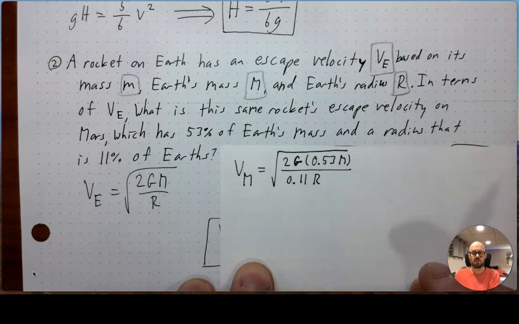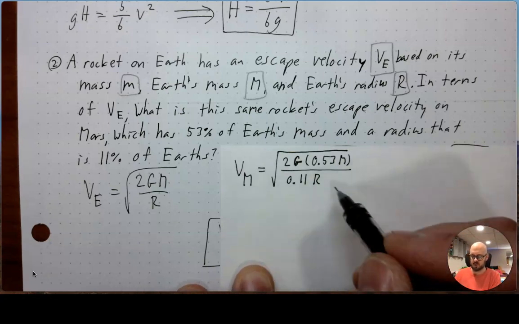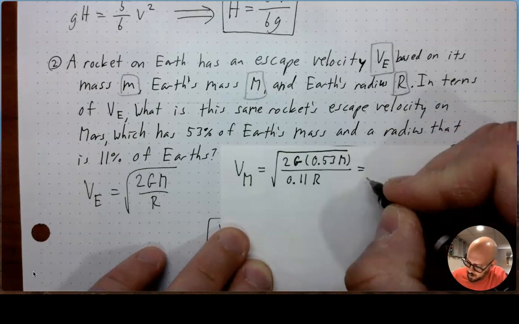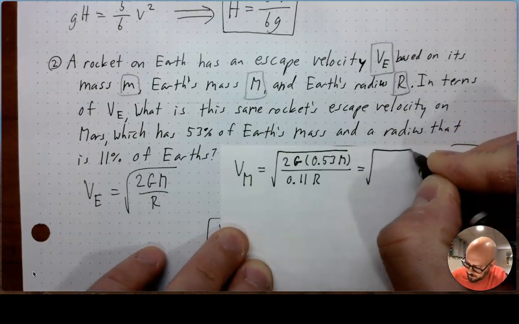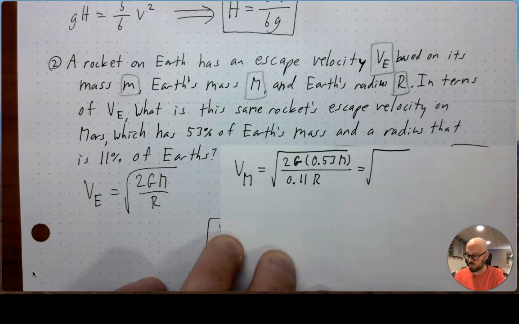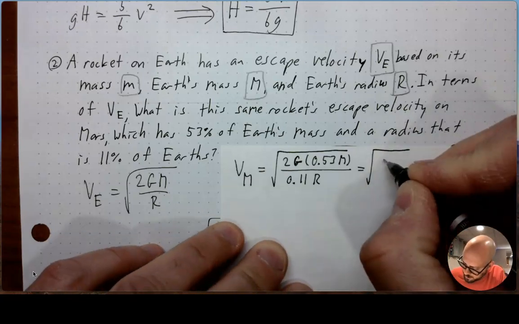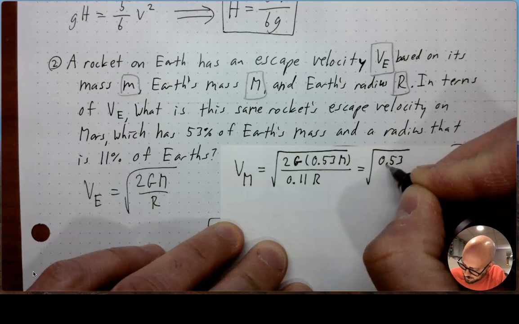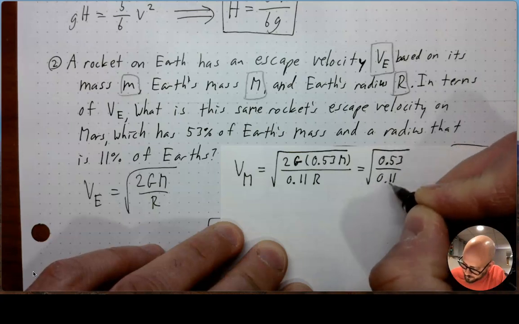Okay, so I have to figure out what Vm is in terms of Ve, and so I'm going to separate out what's in the radical into two radicals. The first radical is just going to be 0.53 over 0.11.